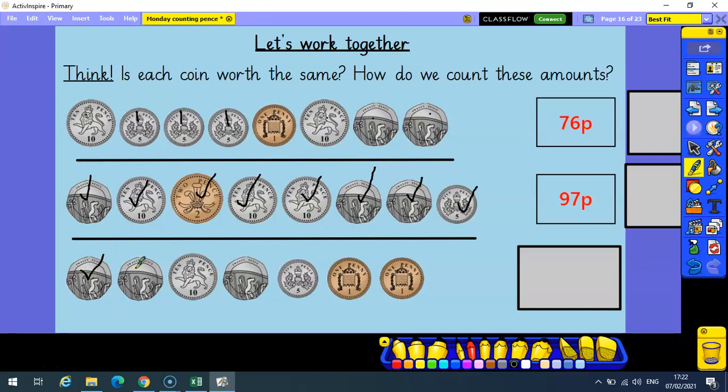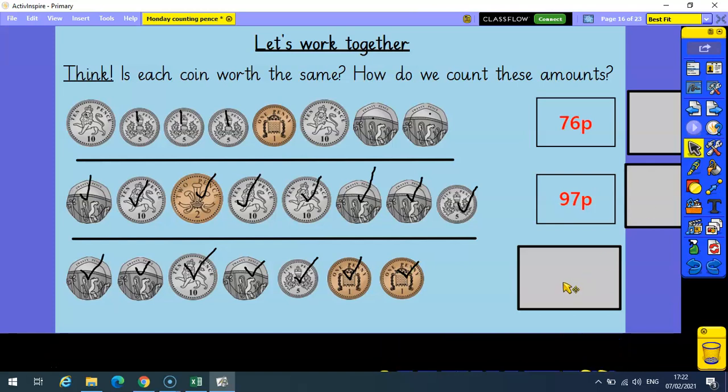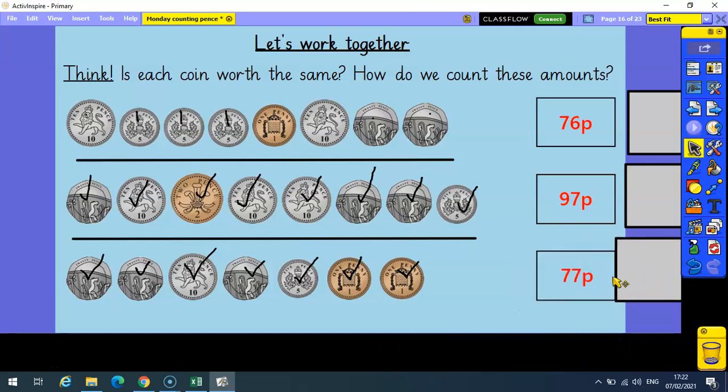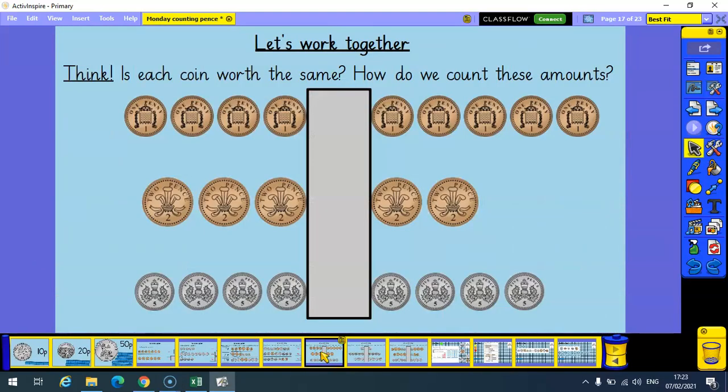10, 20, 30, 40, 50, 60, 70, 75, and one more, that's 76, and one more, that's 77. 77 pence. Let's look at these rows then.